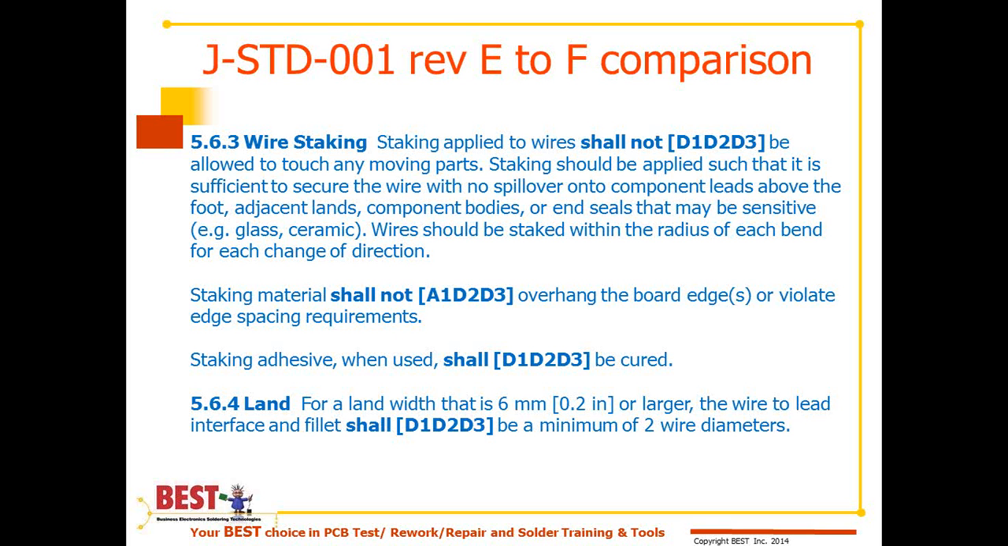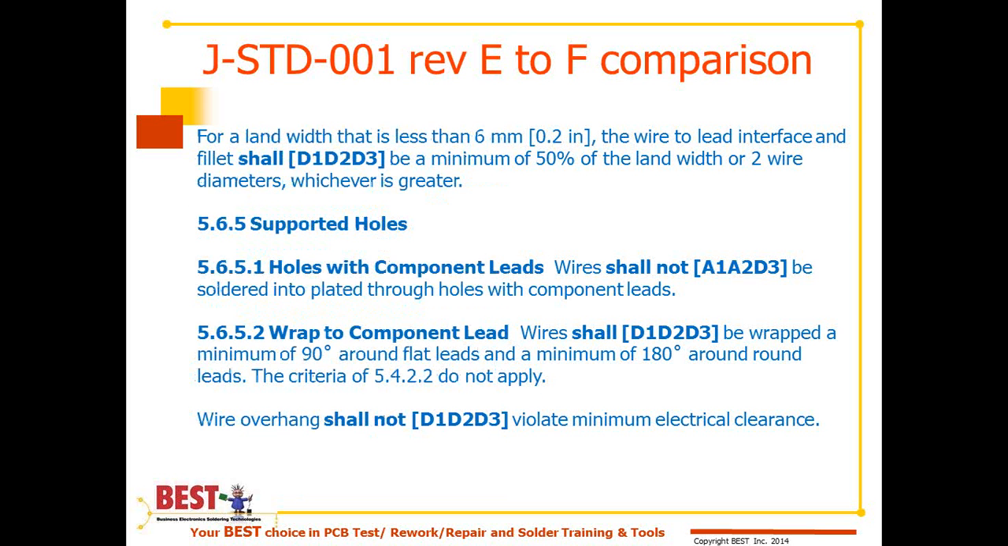Then it goes into the lands under 5.6.4, and it talks about the size of the land. For a land width that is 6 millimeters or larger, the wire to lead interface and fillet shall be a minimum of 2 diameters of the wire, and that's including the insulation. If it's less than 6 millimeters, then it has to be a minimum of 50% of the land width or 2 diameters, whichever is greater.